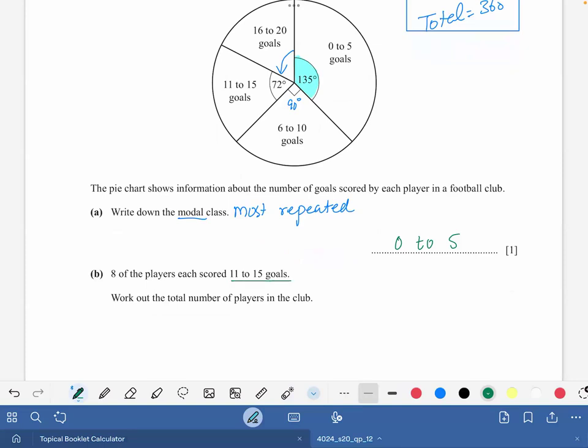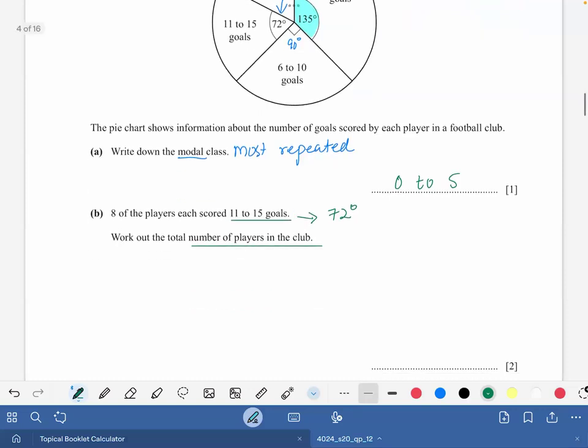11 to 15 goals in the pie chart is represented by 72 degrees. Work out the total number of the players in the club. So what is given to us in the question? It is given that there are 8 players and these 8 players are represented by 72 degrees. Work out the total number. So the total number is, let's say, x.